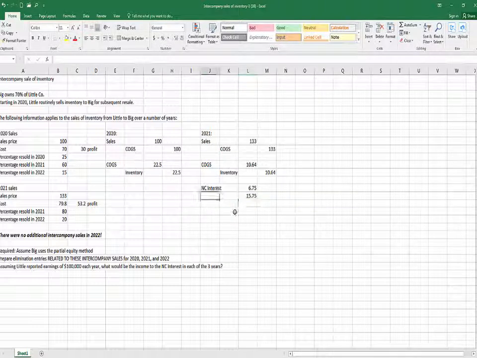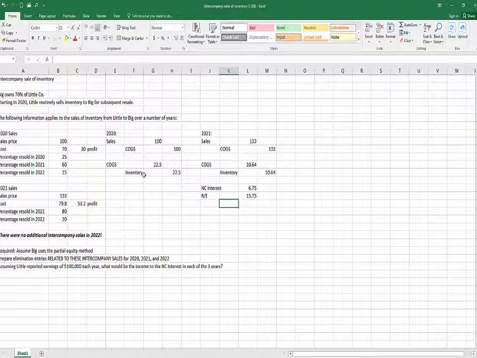And now we have our second question, is the parent using the full or the partial equity method? It says assume Big uses the partial equity method, which again means that Big did not correct their income to remove the unrealized gain, which means their income was overstated last year, which means their retained earnings is overstated, and so we're correcting their retained earnings.